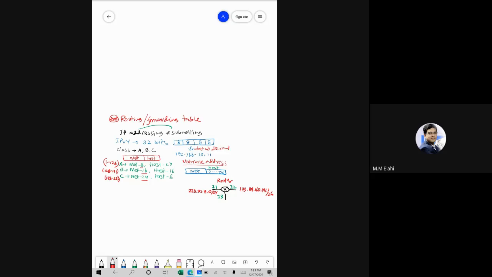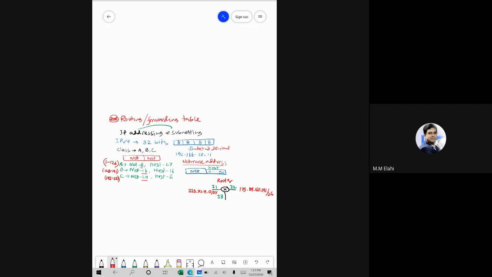We cannot say okay it should be 16 so we'll calculate using 16. No, 16 was previously there, but after subnetting it is 26. So now you have to consider a 26-bit network. That means 6 bits host. Okay, that is very important.